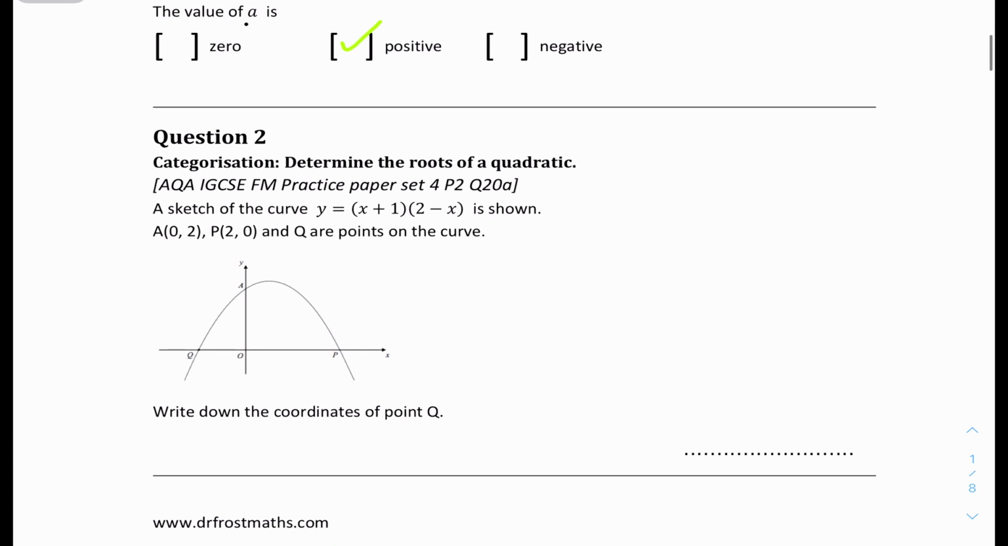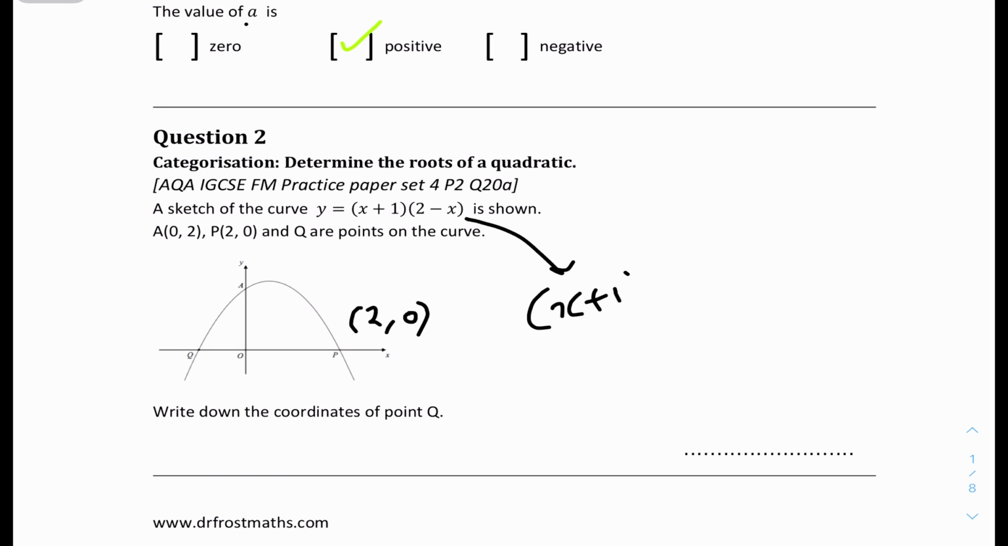And question 2: a sketch of the curve y equals x plus 1 times 2 minus x is shown. These points are shown on the curve. Write down the coordinates of point Q. So we know that point Q and point P are the roots of the equation of the curve, this right here and this. So P is 2, 0, and we can just use this equation right here to determine the other root because it's quite straightforward.